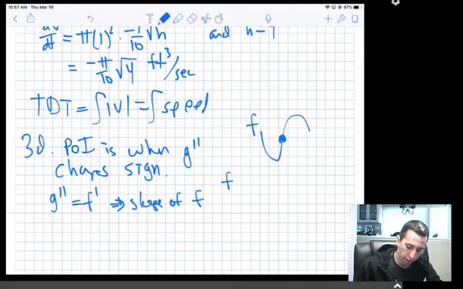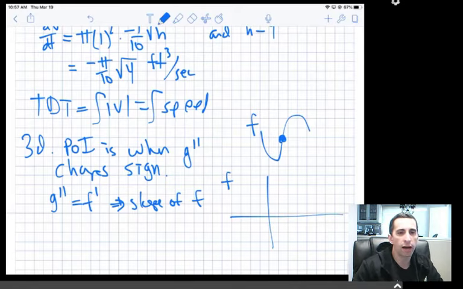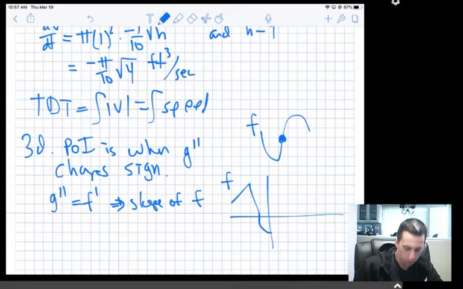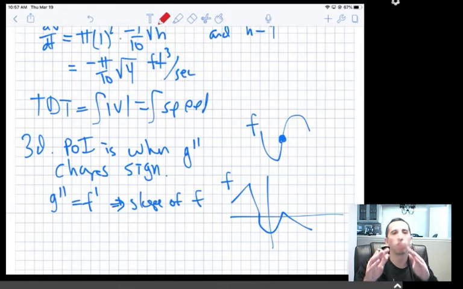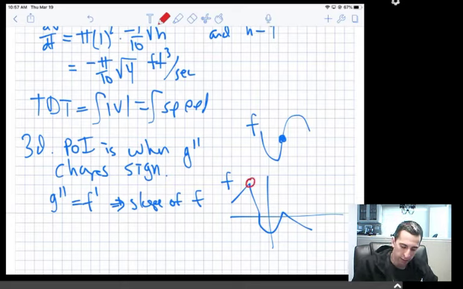So on the graph of f, you have this graph that goes up and down like this. You're looking for where the slope changes sign. So where does it go from positive to negative slope, or negative to positive slope? And I see 3 of these points. I see this one, and that. So those are the x values where you have a point of inflection.